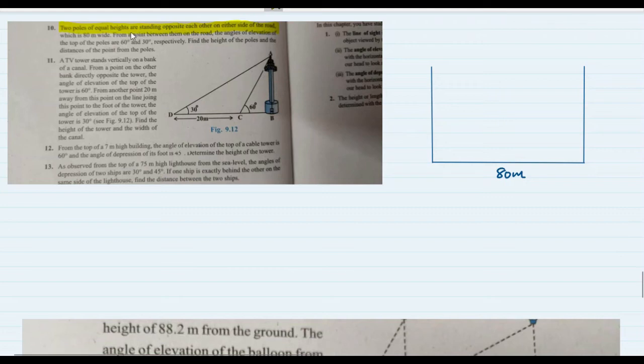From a point between them on the road, the angle of elevation of the top of the poles are 60 degree and 30 degree. So there is a point somewhere over here. Suppose the point is over here, point P. So if you join this point P to the top of this pole AB, the angle of elevation which is becoming over here is 60 degree.